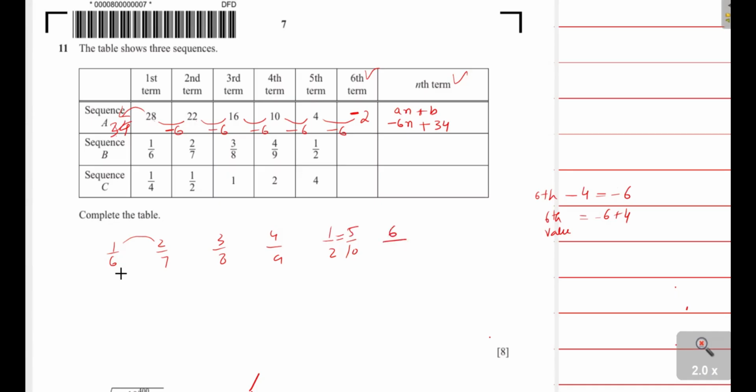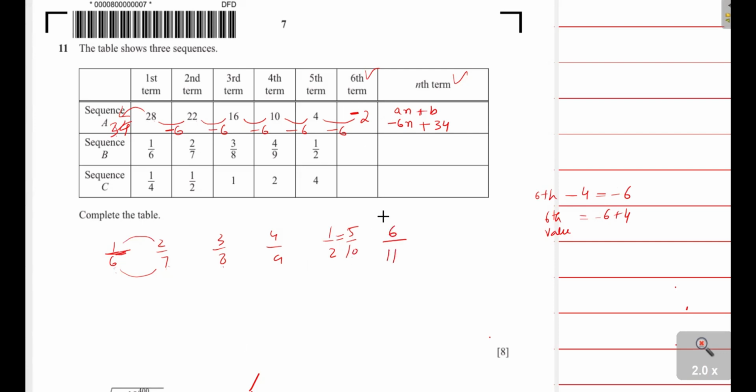And same, you can calculate the denominator value. Look here, each value you get by adding 1 in each term. 6 plus 1, 7 plus 1, and next you can calculate 6 term, 10 plus 1, 11.